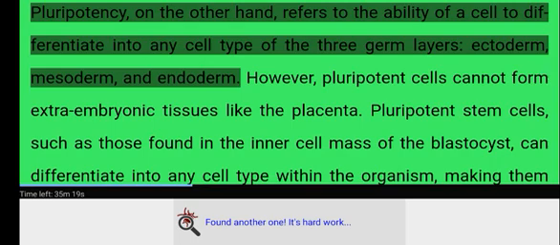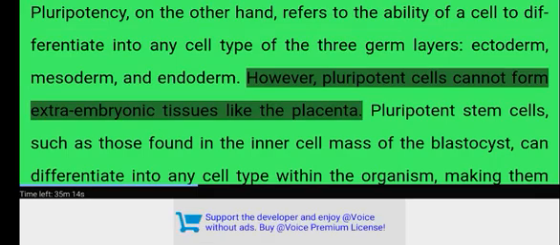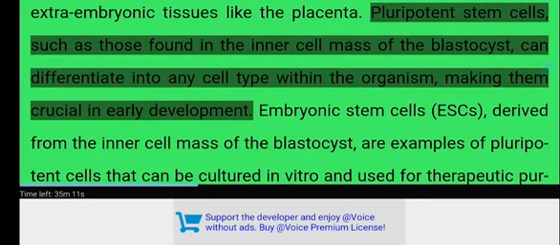Pluripotency, on the other hand, refers to the ability of a cell to differentiate into any cell type of the three germ layers: ectoderm, mesoderm, and endoderm. However, pluripotent cells cannot form extraembryonic tissues like the placenta. Pluripotent stem cells, such as those found in the inner cell mass of the blastocyst, can differentiate into any cell type within the organism, making them crucial in early development.